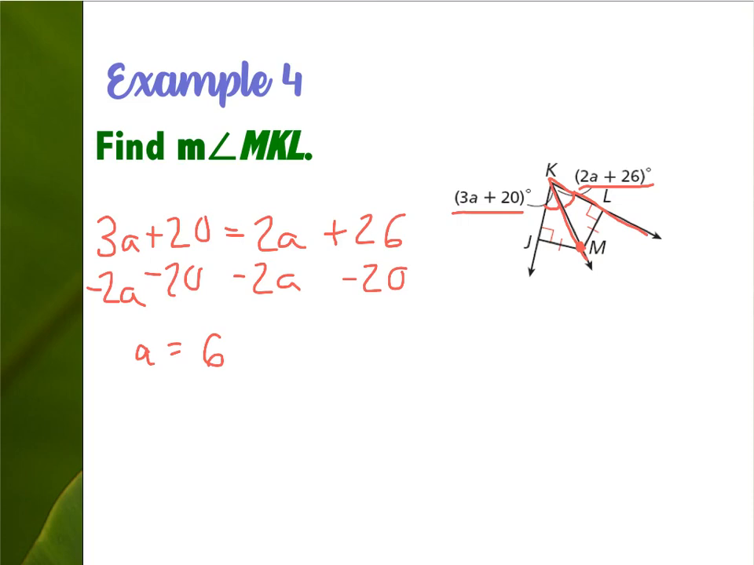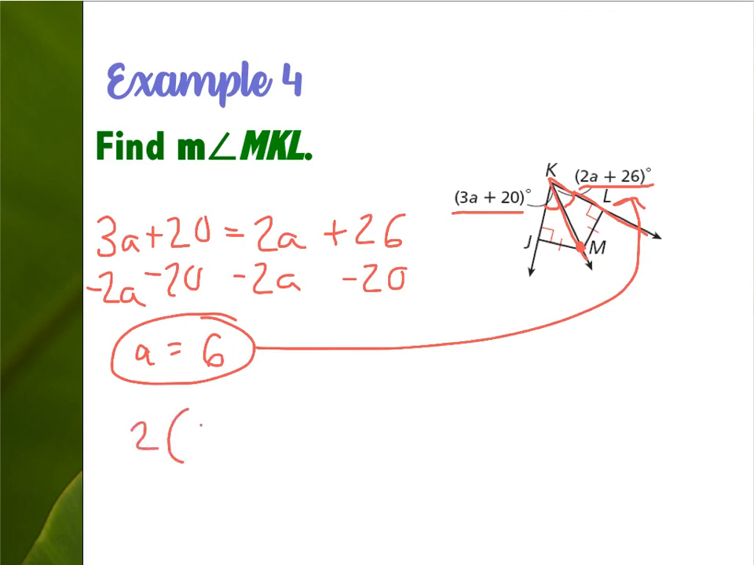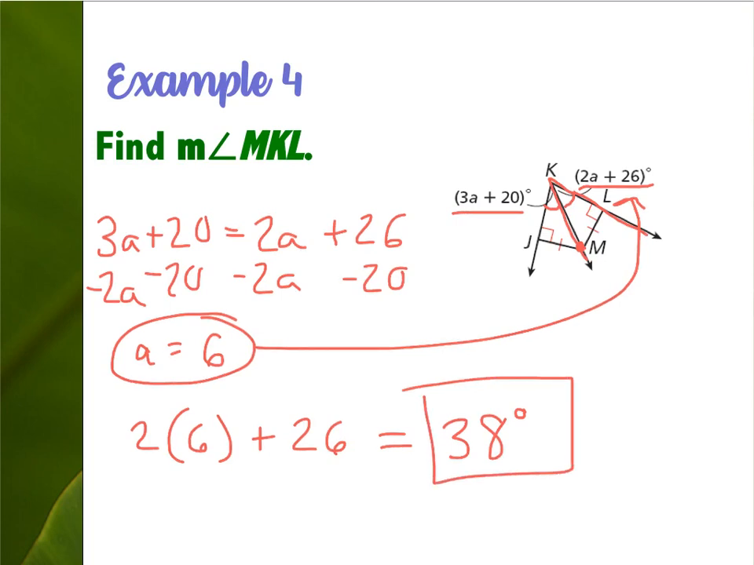What do we get for a? 6. So now we take a and plug it into what? Angle MKL. So 2a plus 26. So 2 times 6 plus 26. 38 degrees. Perfect. So that's 5.1.